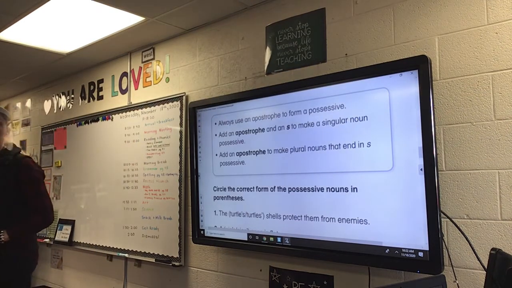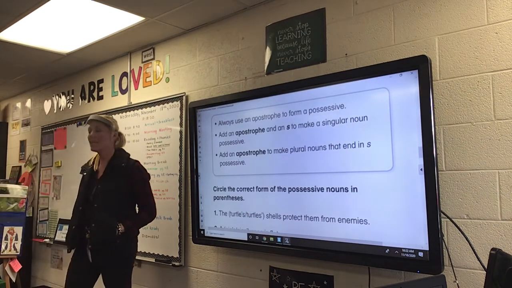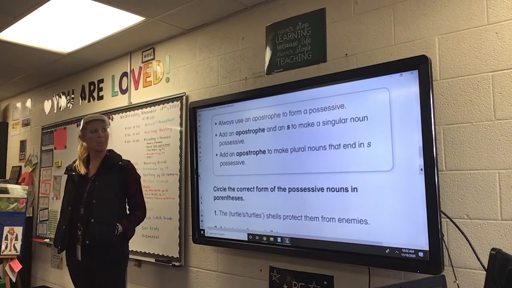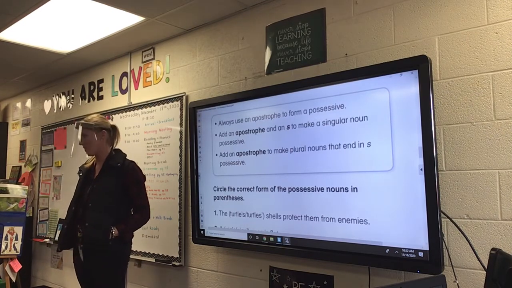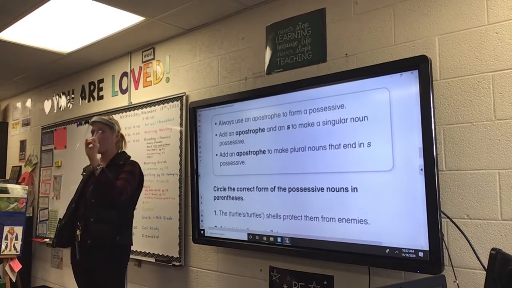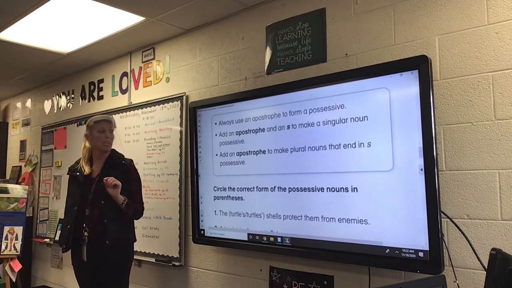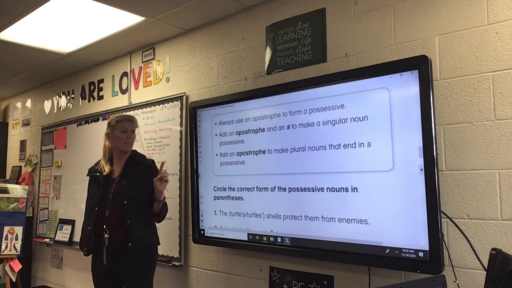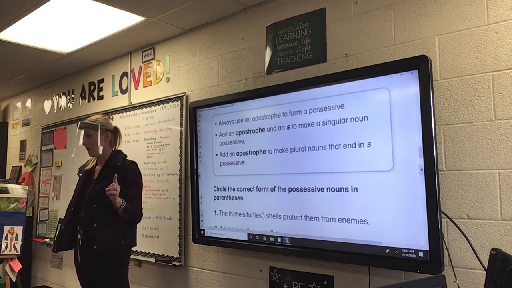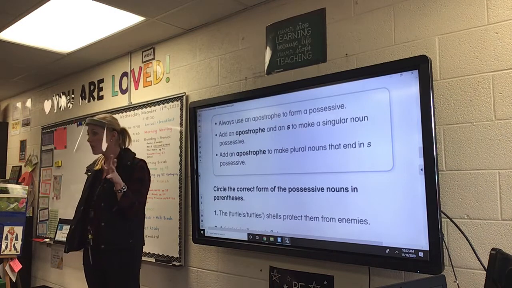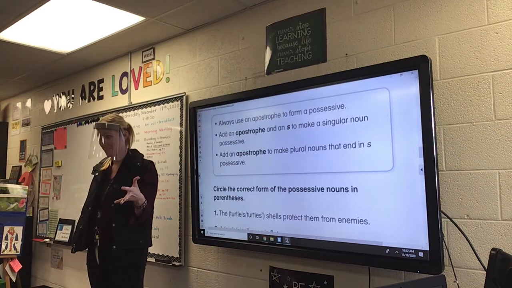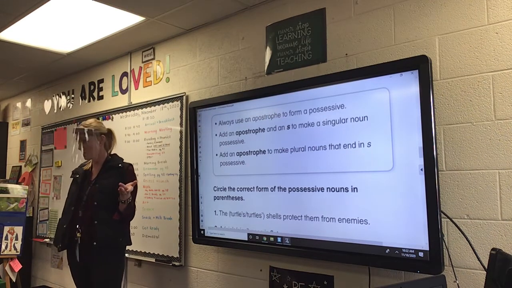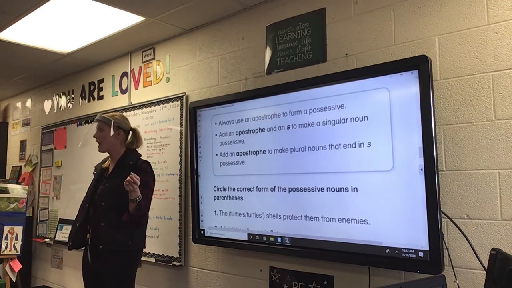Form of possessive. For example, we need to add an apostrophe and an S to make a singular noun possessive. So if something is singular, we have to add apostrophe S. We need to add just an apostrophe to make a plural noun that ends with an S possessive. So if we have a noun that's plural, it already has the S. We don't have to add another apostrophe S, we just have to add an apostrophe.